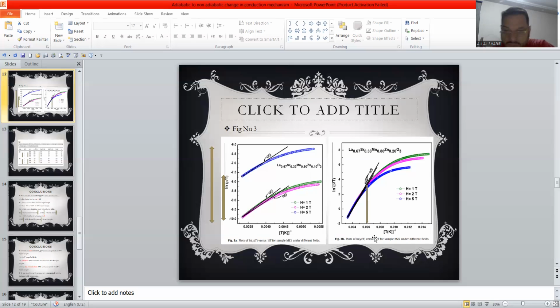What about the temperature? The temperature here started from 0 until 14.10 to the power -3. Here it's less. They used the same amount of magnetic field, 1 to 5 Tesla. Here we have a major point approximately at 6.10 to the power -3. But here we have it with just 1 and 2 Tesla. At 5 Tesla, the situation is different. They could plot these lines by using some math equation to calculate the slope.